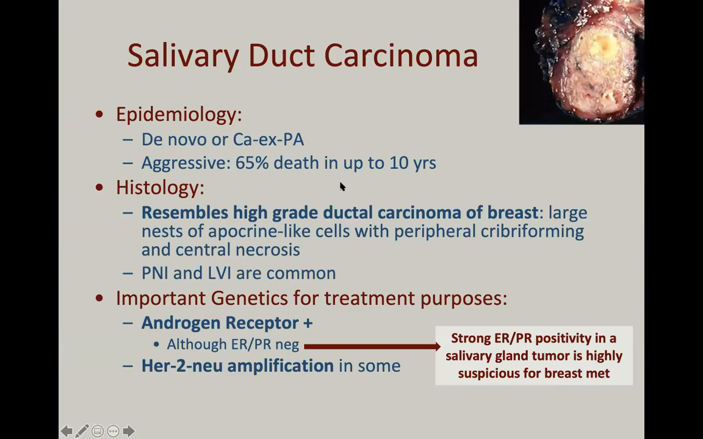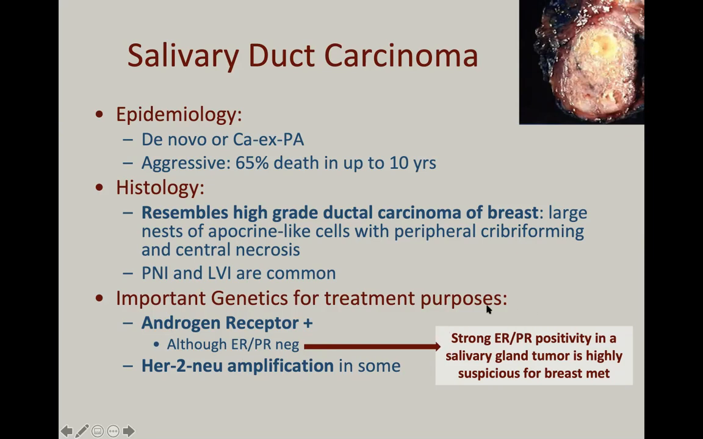The next tumor that resembles breast cancer is considered salivary duct. These can arise de novo or out of a pleomorphic adenoma. So salivary duct carcinoma ex pleomorphic adenoma. These are by definition high grade. There really is no low grade salivary duct carcinoma. And this resembles high grade ductal carcinoma of breast with apocrine-like morphology. I will point out here that androgen receptor is generally positive in these, and HER2 is frequently amplified, which can be used as targeted treatments. They should, however, be negative for ER and PR, estrogen and progesterone receptors.